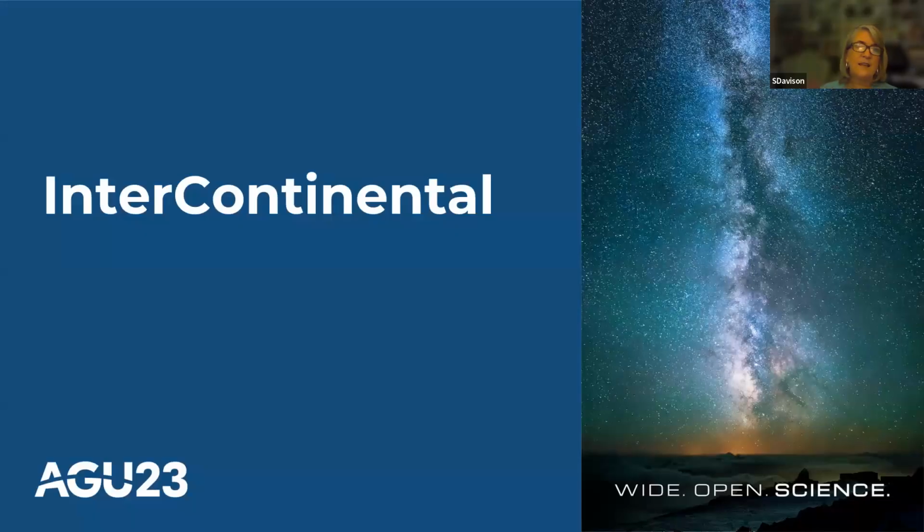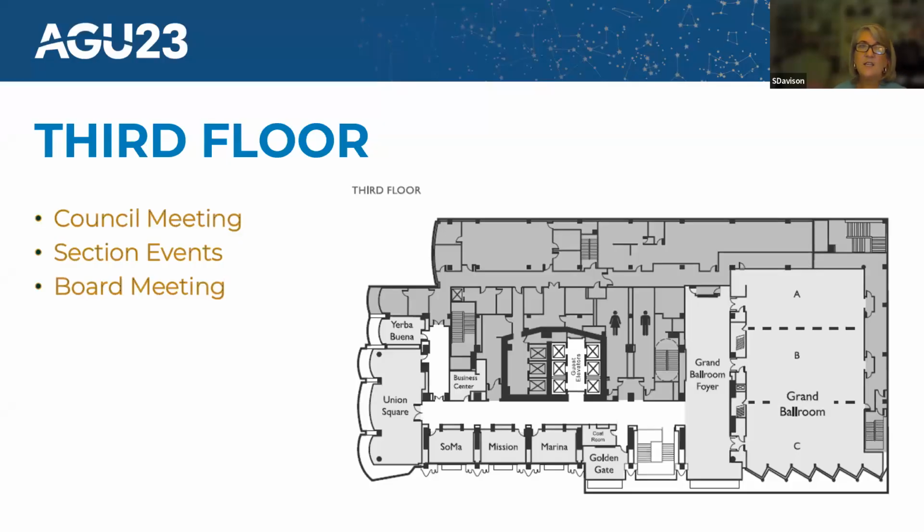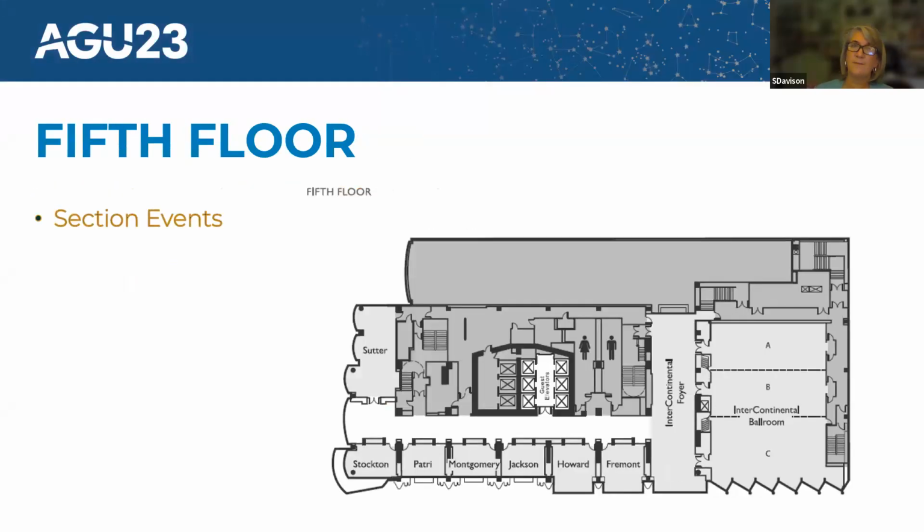Next slide. And then the second headquarter hotel is our Intercontinental. We'll have events. It's a smaller footprint, but we will have events throughout the week as well at the Intercontinental. And again, this just gives you a visual of the distance. Next slide. And so again, the 3rd floor, we will be doing the council meeting. We'll have board meeting there and section events. And then this is just where we're going to have one of the section events throughout the week. And again, more section events.